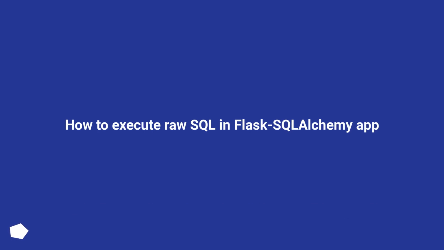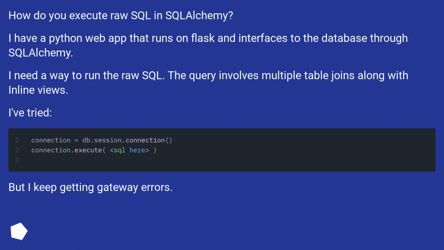How to execute raw SQL in a Flask-SQLAlchemy app. How do you execute raw SQL in SQLAlchemy?